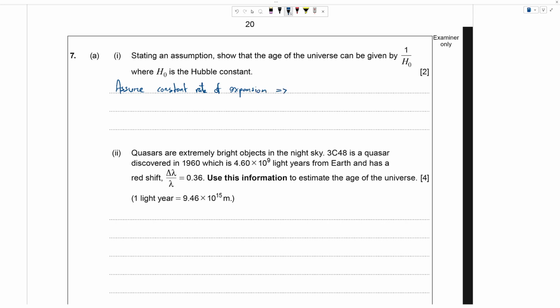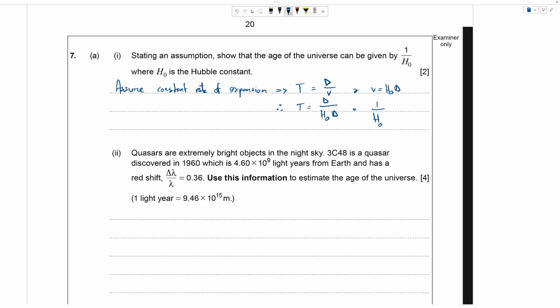That implies that time is equal to distance divided by velocity, and velocity is equal to h0 d. Therefore, time is equal to d divided by h0 d, which equals 1 over h0.